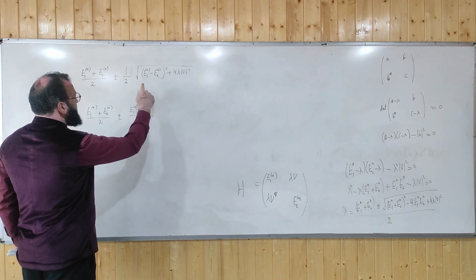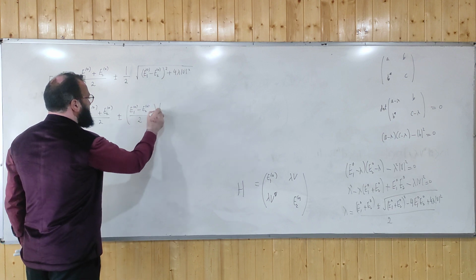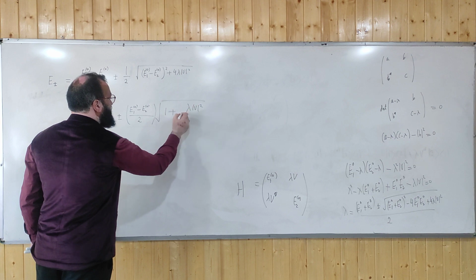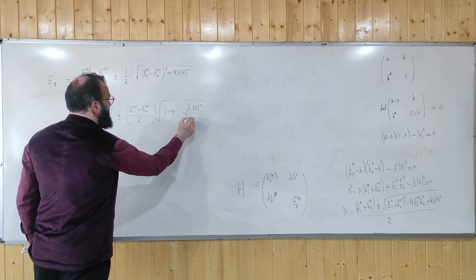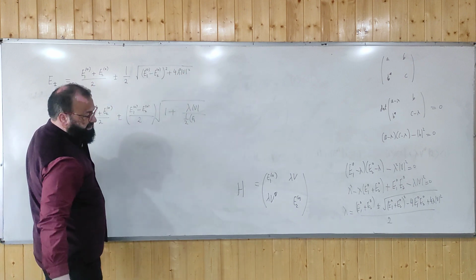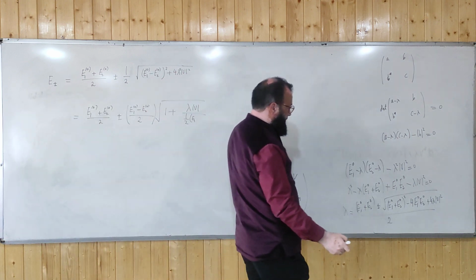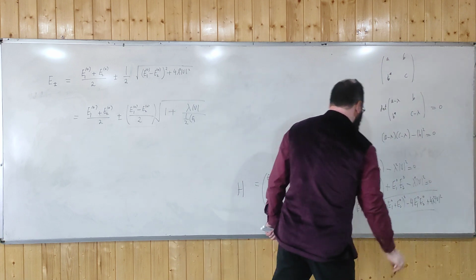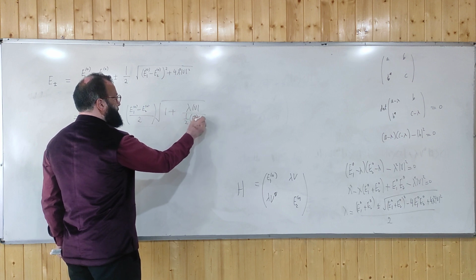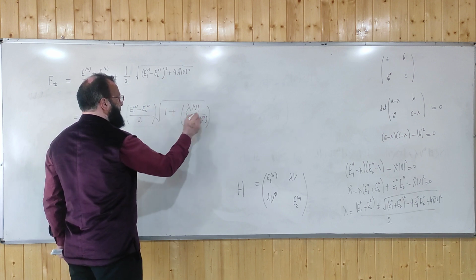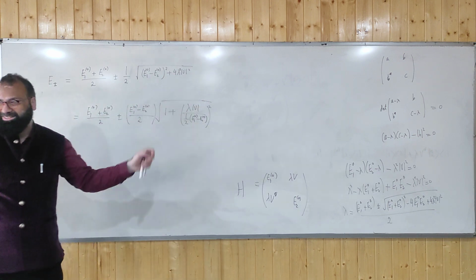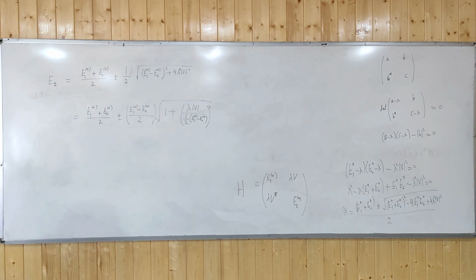If I take, let's say, the square root of 1 plus lambda squared mod of V squared over E1 naught minus E2 naught, so there is a lambda squared, not lambda. I have taken this 4 out, so I can write 1 by 2. There is a reason for it. Okay? Can I write it?